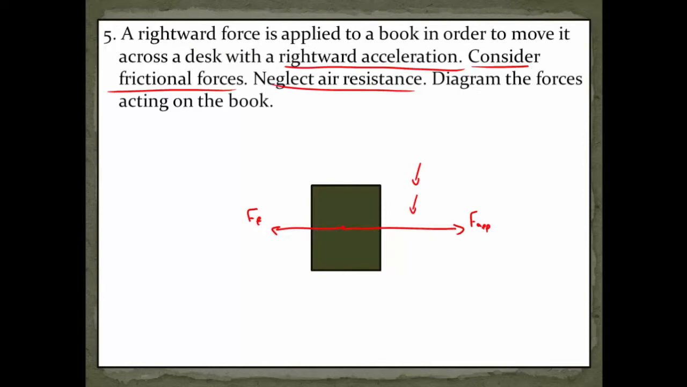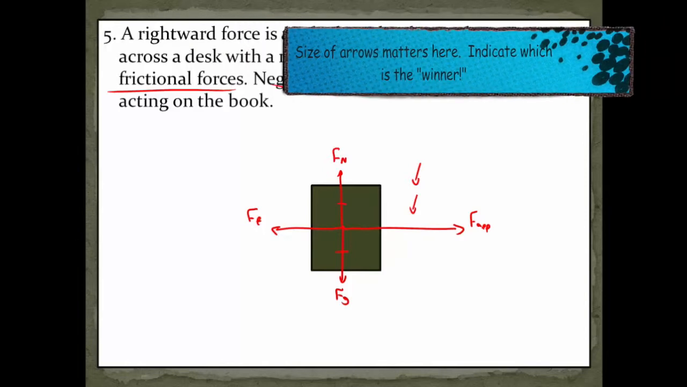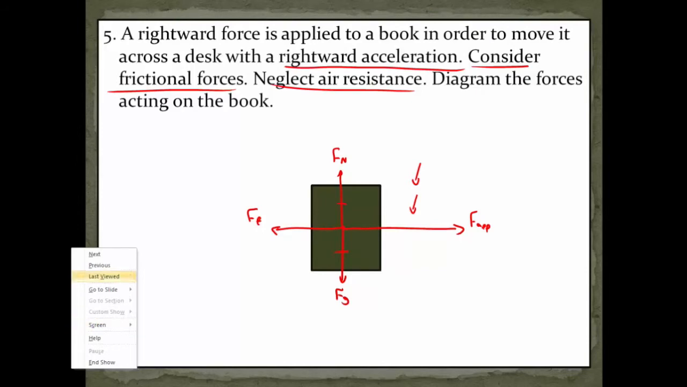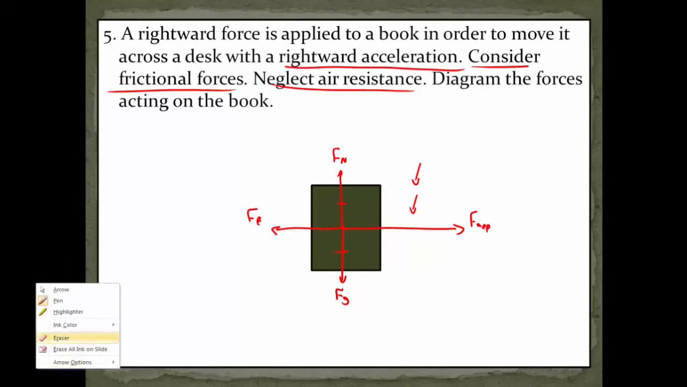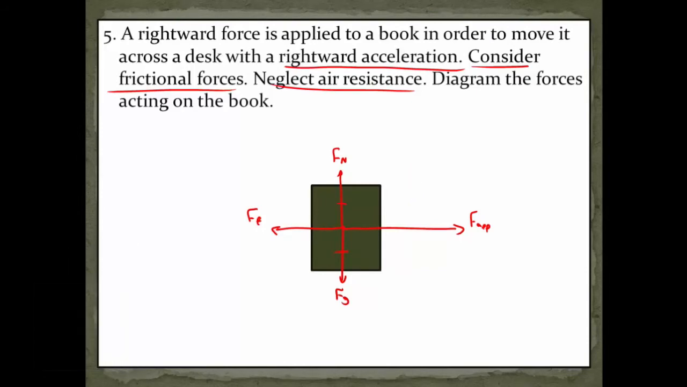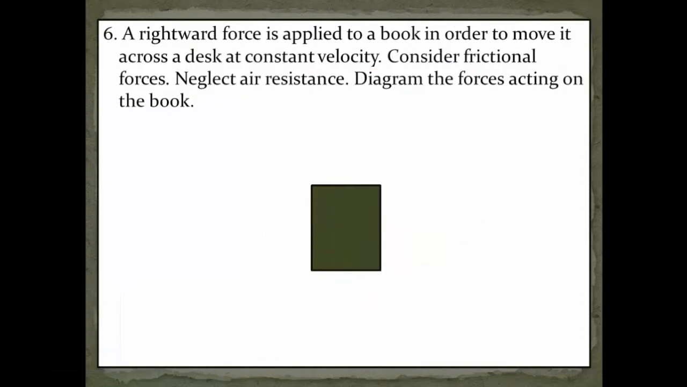But do we have anything going up and down? No, which means our force of gravity and our normal force are equal and opposite. So this is an example now of an object that is moving towards the right because the applied force is much larger than the force of friction. Okay? To the next one.